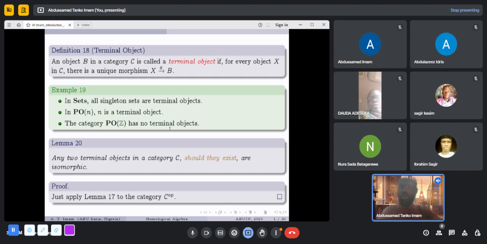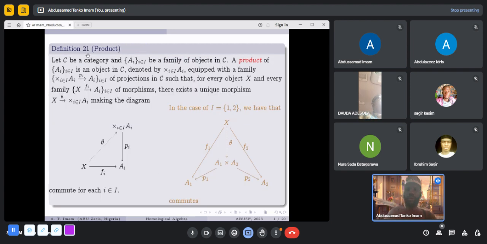And we have the dual of that lemma, that any two terminal objects in a category, should they exist, are isomorphic. So there is an isomorphism between any two singleton sets. I believe this is clear, because if you have two singleton sets and there's a map from this one, you can just reverse it. It is always one-to-one. It is reversible. So in fact, just apply lemma 17 to the opposite category and you are there. You see, this is the principle of duality that we have talked about.